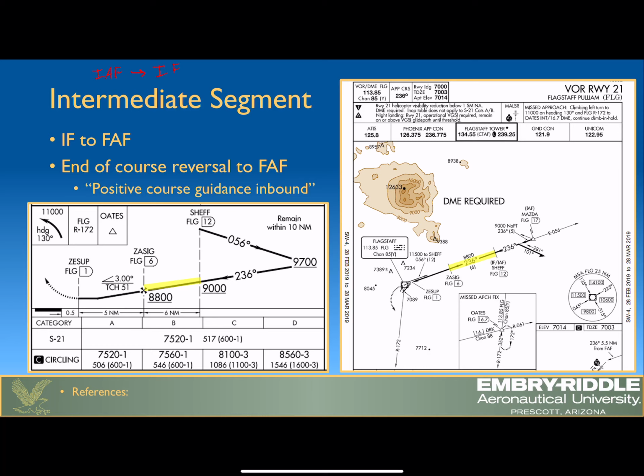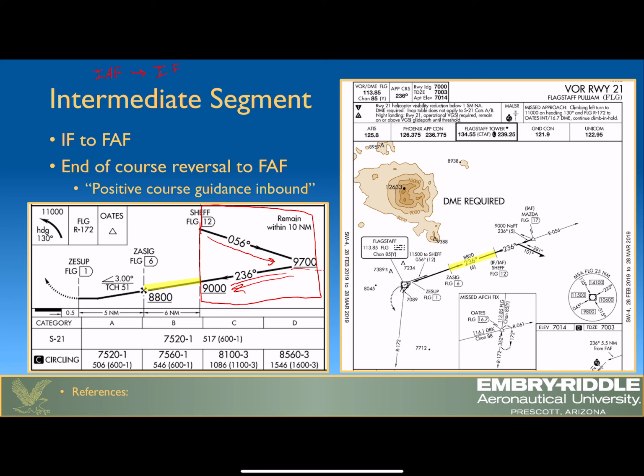And by the way, this is what a procedure turn looks like in the profile view. So you can see in this case, it has us descending down to 9,700. Then we would do our procedure turn and get turned around so that we could fly inbound. So that's what that initial approach segment is going to look like. Unless it's a straight in, then you would just come straight in at 9,700 and descend down to 9,000.